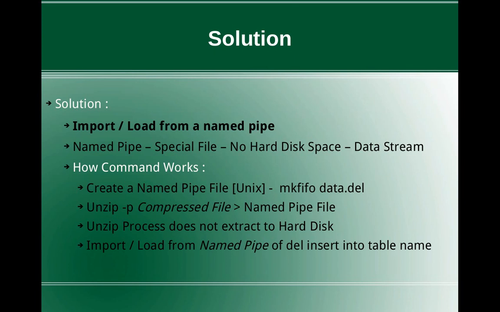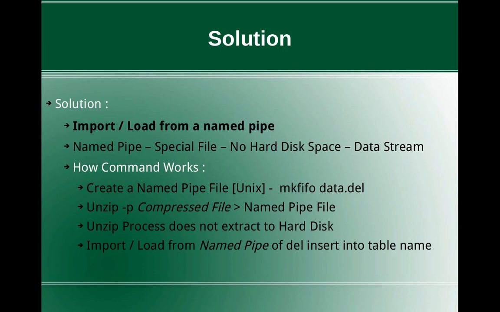The solution is we can use the import or load utility to load from a named pipe. The named pipe is a special type of file available in both Unix and Windows versions, but the Unix version is somewhat straightforward to implement. It will not consume any hard disk space, and it is used for inter-process communication, IPC. One process will send the output to this particular pipe, and another process will read the data from this pipe.